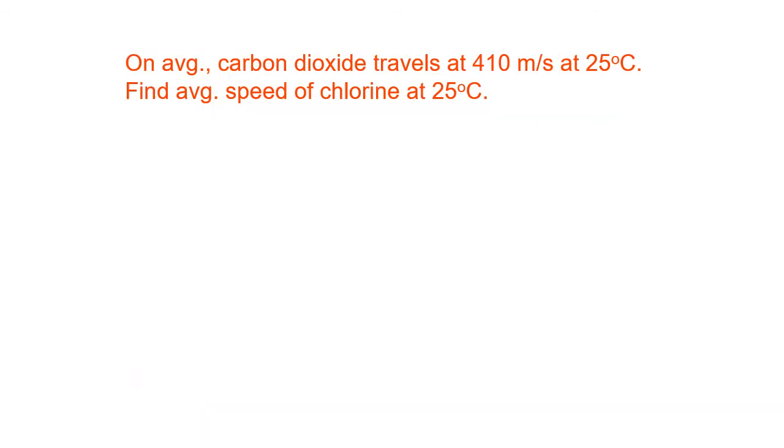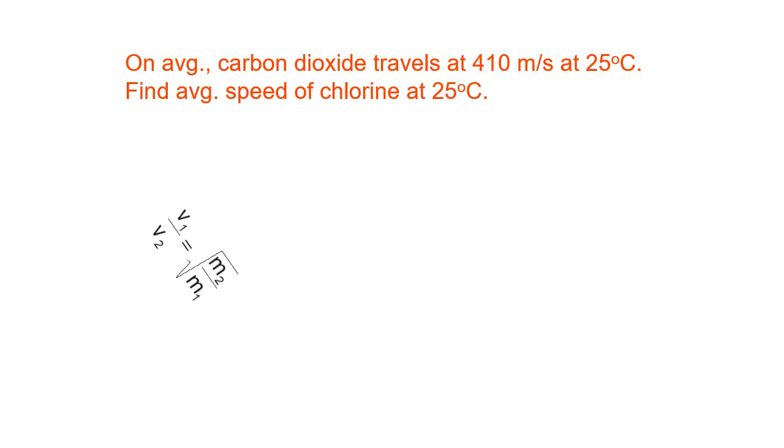Here's a sample problem. Again, you're not going to be held responsible for the math except on the mini quiz. On the test, we're just going to be talking about the theory behind it, so don't stress too much about the math problems, but I do want to give you a little bit further information on it. On average, carbon dioxide travels at 410 meters per second at 25 degrees Celsius. We're going to find the average speed of chlorine at the same temperature.